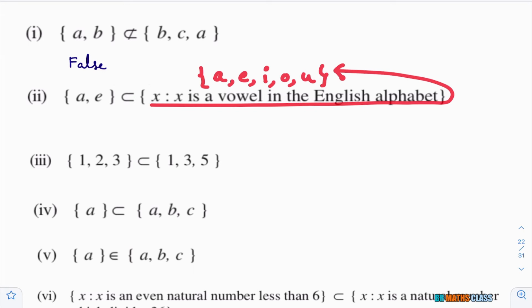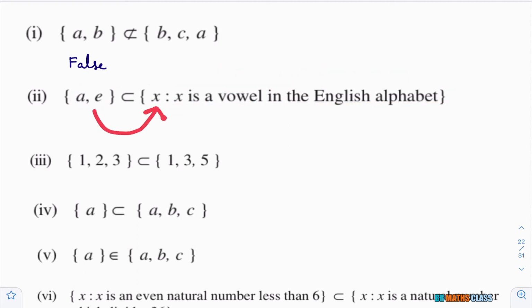Now you observe all the elements present in this set are present in this set. In this A, E are there. In this also A, E are there. That means this set is a subset of this set. Here, what symbol is given? Subset is given. So what can we say here? Yes. This statement is true. I hope you understand. In this set, two elements are there, A, E. Those two elements are present in this set also. All the elements present in this set are present in this set. That's why the subset symbol is suitable. That's why this statement is true.